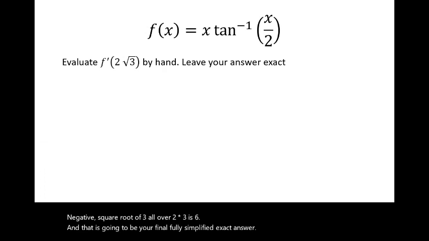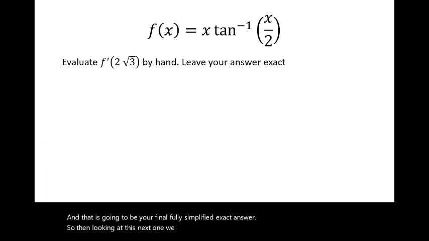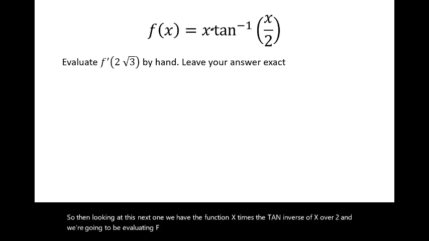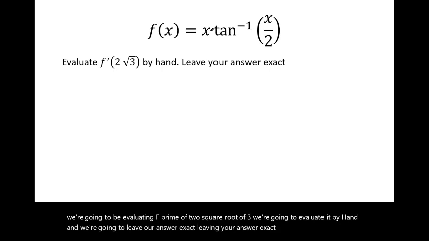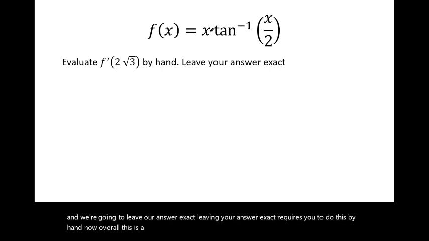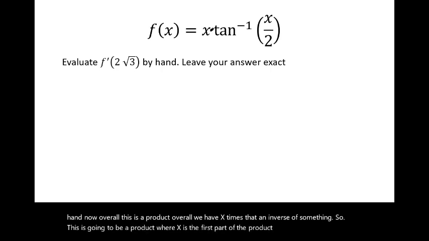So then looking at this next one, we have the function x times the tan inverse of x over 2. And we're going to be evaluating f prime of 2 square root of 3. We're going to evaluate it by hand, and we're going to leave our answer exact. Leaving your answer exact requires you to do this by hand. Now, overall, this is a product. Overall, we have x times the tan inverse of something. So this is going to be a product where x is the first part of the product, and tan inverse of x over 2 is the second part of the product.